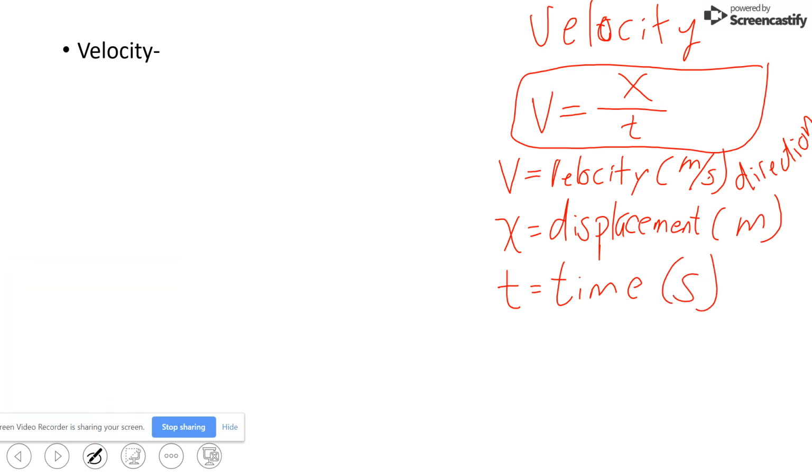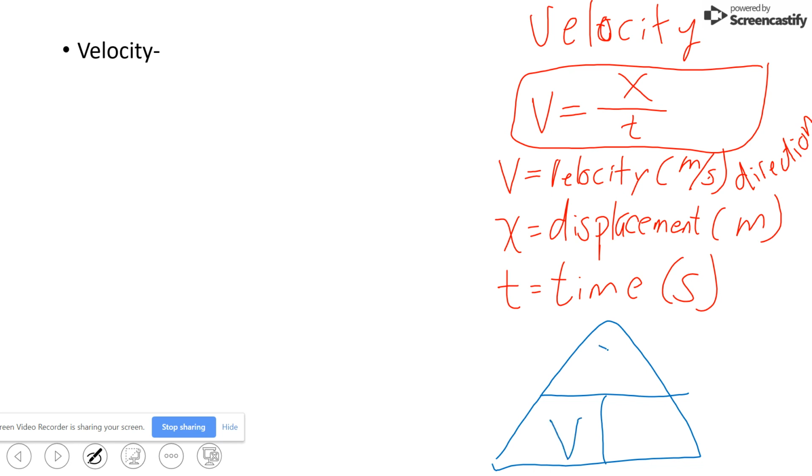Again, just like with the speed triangle, we have a velocity triangle underneath it. And so we have velocity down in the corner, displacement on top, and time down below. Just like before, if you're trying to find displacement, it's going to be velocity times time. If you want to find time, it's going to be displacement divided by velocity. And then if you want to find velocity, it is displacement divided by time.